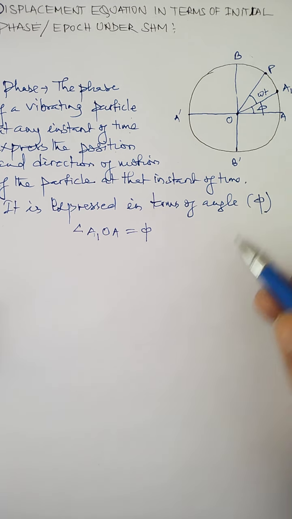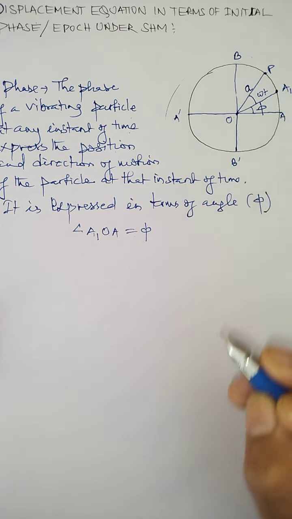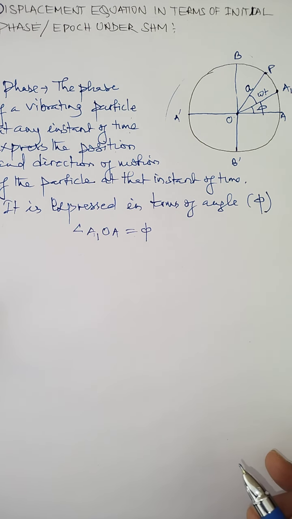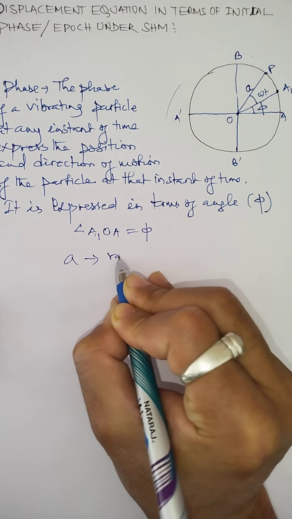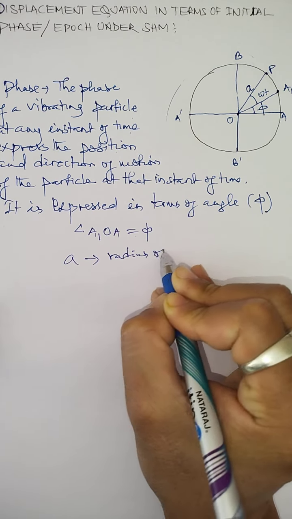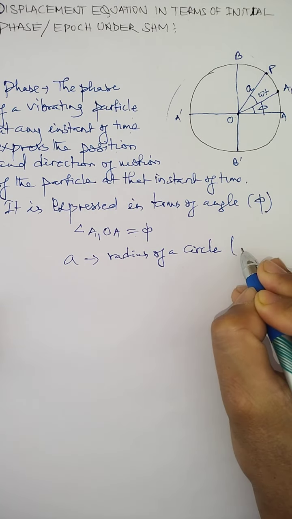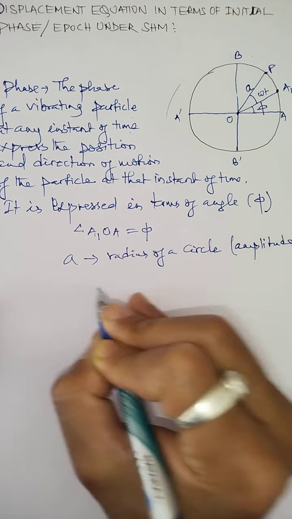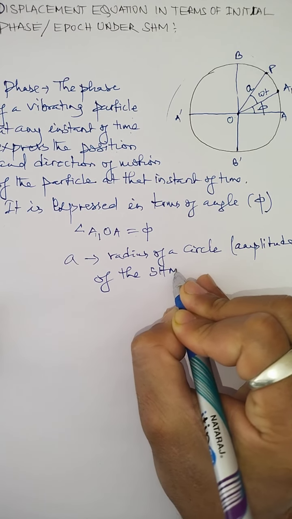But this position of the particle with respect to the center is equal to the radius of the circle, and we will take the radius of the circle as A. So A is the radius of the circle. Here again we use the symbol A for the radius of a circle. But children, you know this radius of the circle is also equal to the amplitude. The amplitude of what motion? Simple harmonic motion.